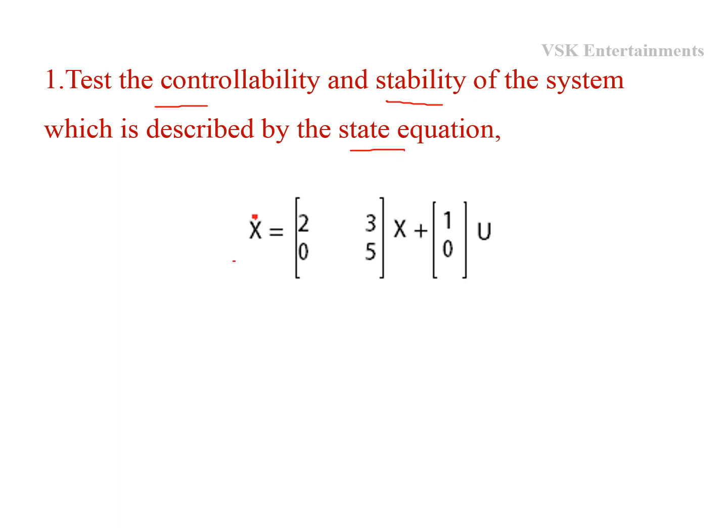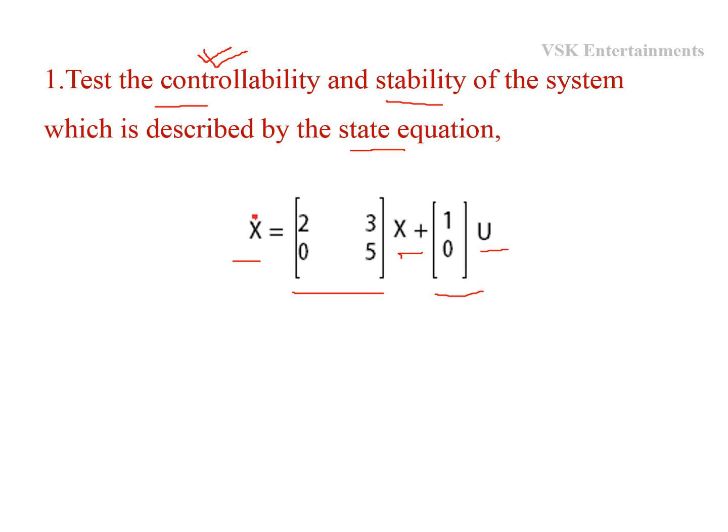Here the state equation is x dot of t is equal to matrix [2 3; 0 5] into x of t plus matrix [1; 0] into u of t. In previous tutorials, we already discussed the concept of controllability and stability. By using Kalman's test, we are going to find out whether the given system is controllable or not. For finding the controllability, first we have to determine the controllability test matrix. Depending upon the determinant of that controllability test matrix, we are going to conclude whether the given system is controllable or not.